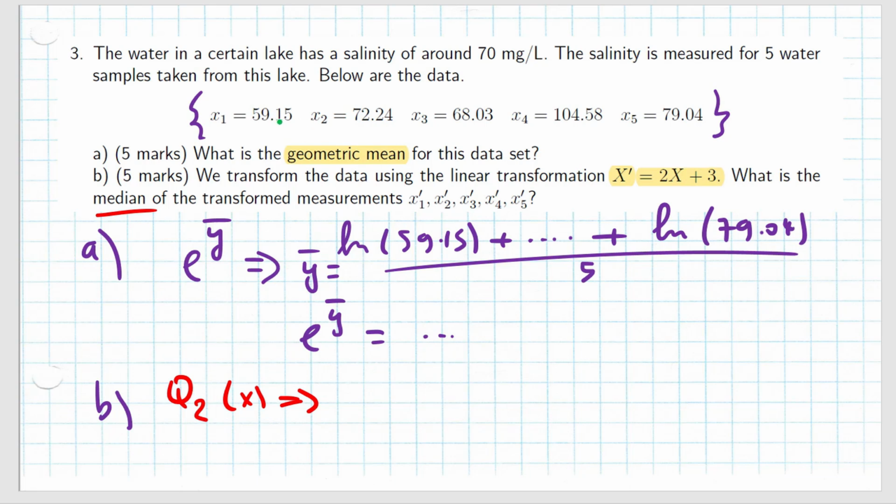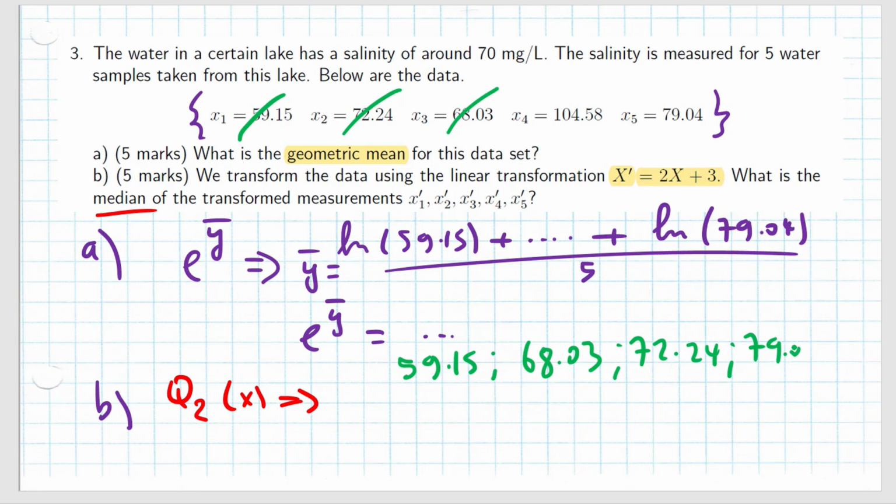You can find it by the middle number, yeah? But you have to put them in order first. Otherwise, it's not going to work. So let's say we have 59.15, 68.03, 72.24, 79.04, and then 104.58. So the median is 72.24. Very good.